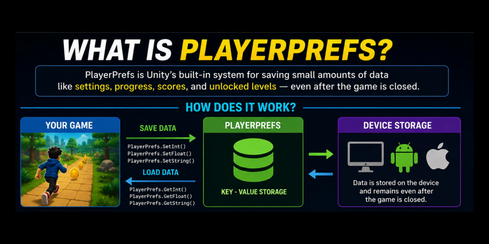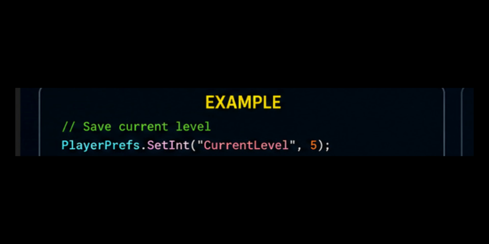It works using something called a key value system. Level completed is the key. 5 is the value being stored. Let's make our save system first.